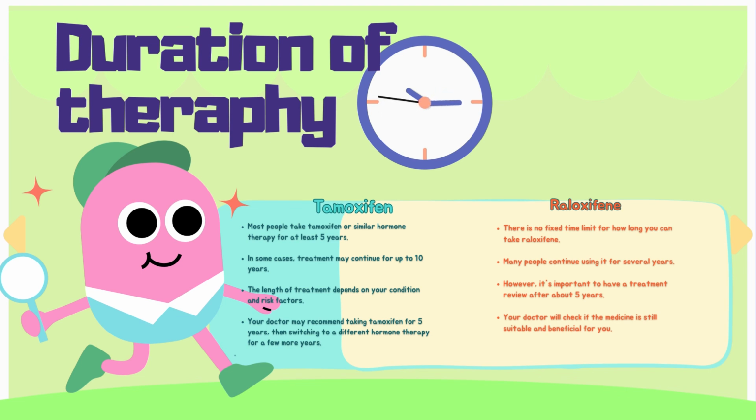Now for the duration of therapy. Tamoxifen is generally used for a long-term period, typically 5 years. In some cases, treatment may continue for up to 10 years. The length of treatment depends on your condition and risk factors. Your doctor may recommend taking tamoxifen for 5 years, then switching to a different hormone therapy for a few more years. And for raloxifene, there is no fixed time limit for how long you can take it. Many people continue using it for several years. However, it's important to have a treatment review after about 5 years. Your doctor will check if the medicine is still suitable and beneficial for you.